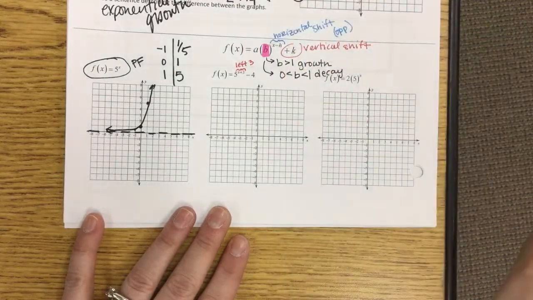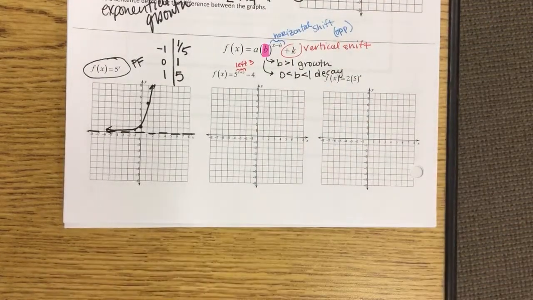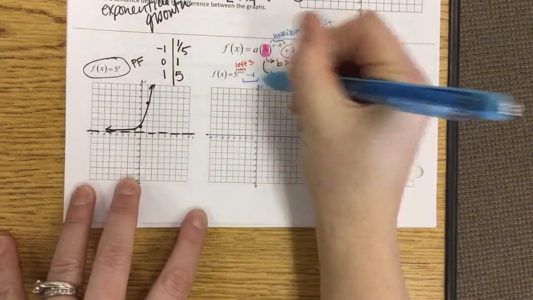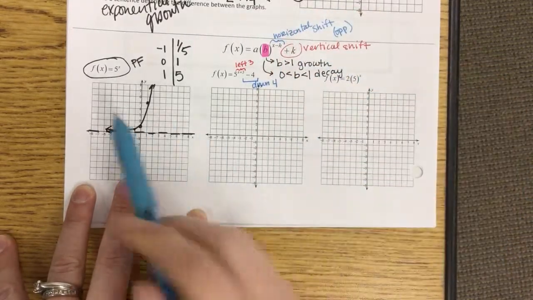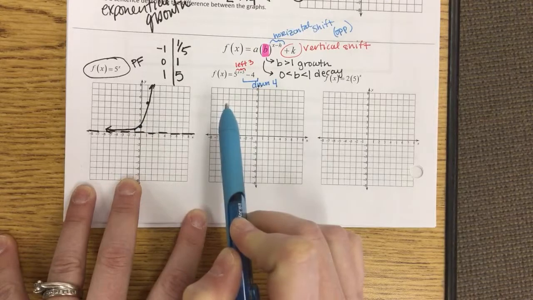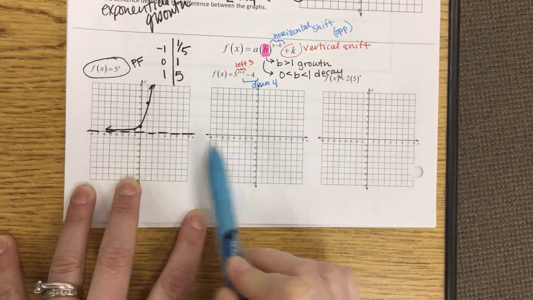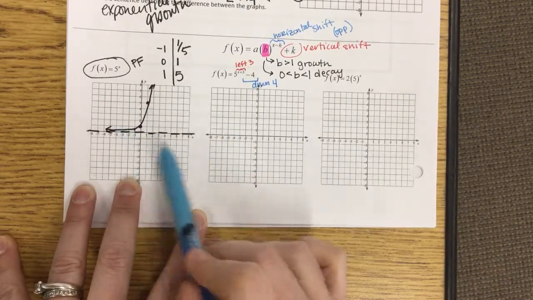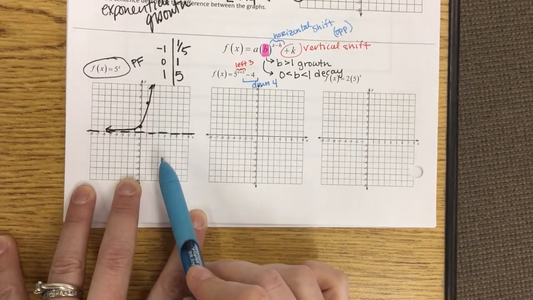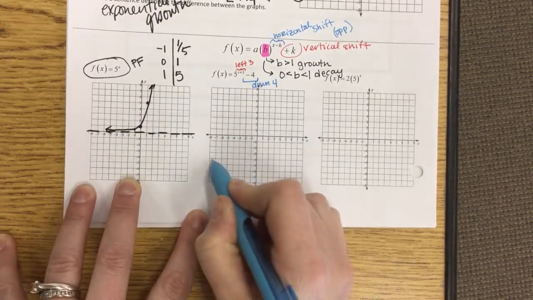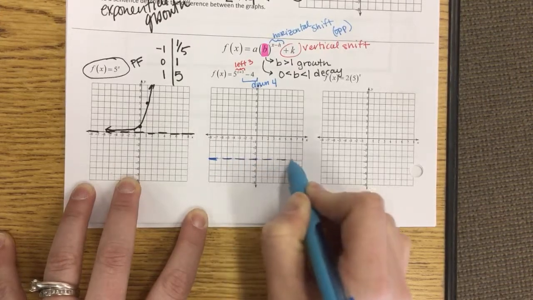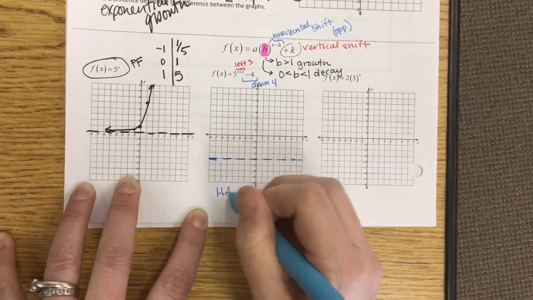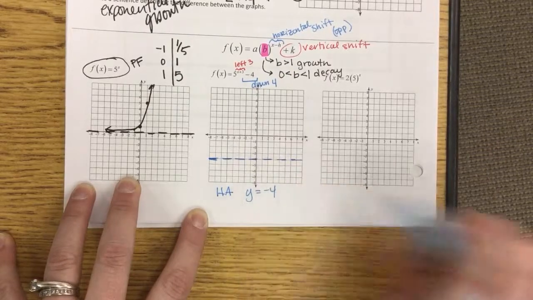So when I take a look at this example here, this is telling me that I'm going to go left 3. And then this is telling me I'm going to go down 4. So I'm going to take this function and it's going to go left 3 and down 4. Well, if I took this graph and moved it down 4, what that means now is that my horizontal asymptote is at y equals -4.